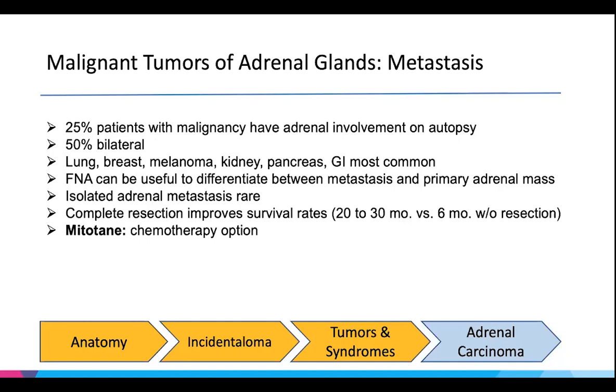Isolated adrenal metastases are rare. Often you'll see it in another site as well. Complete resection will improve survival rates. And this came up in a question as well. Mitotane could be used as a chemotherapy option that's particularly good for adrenal metastases.